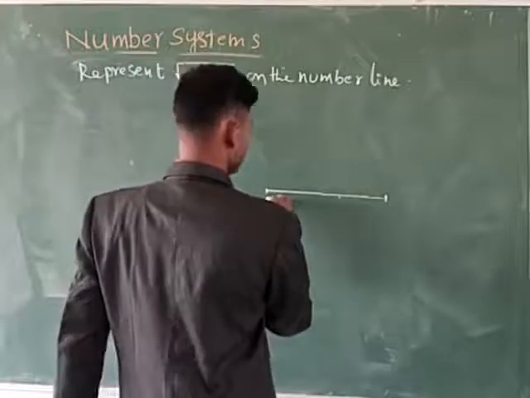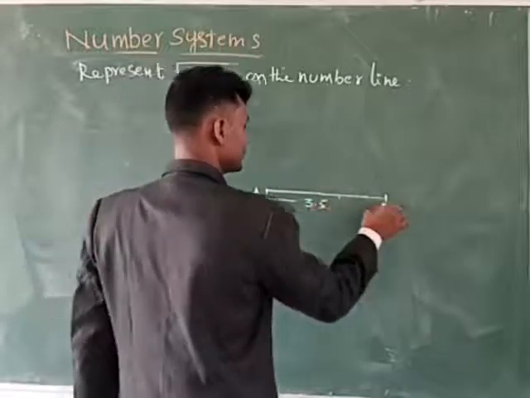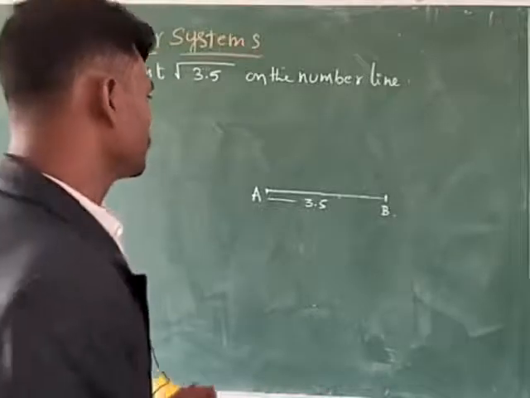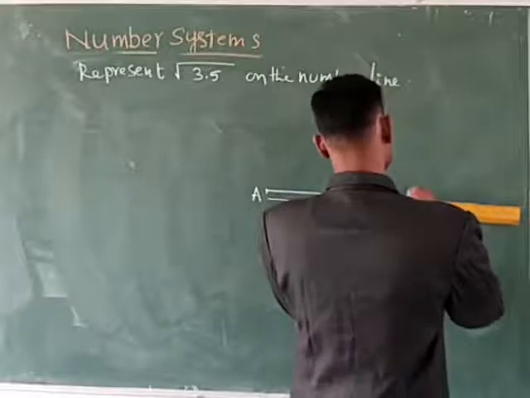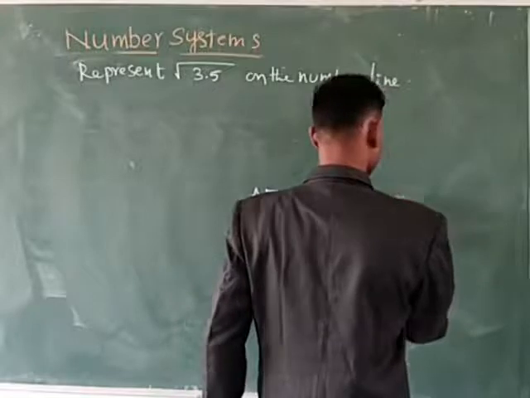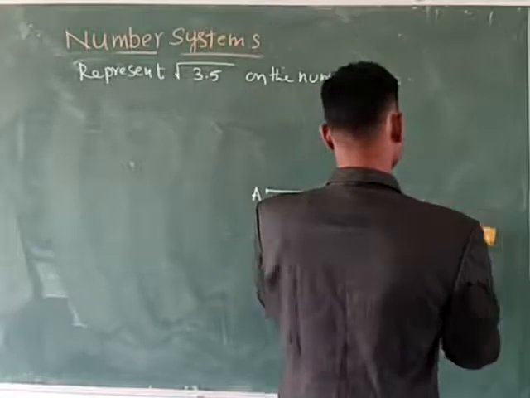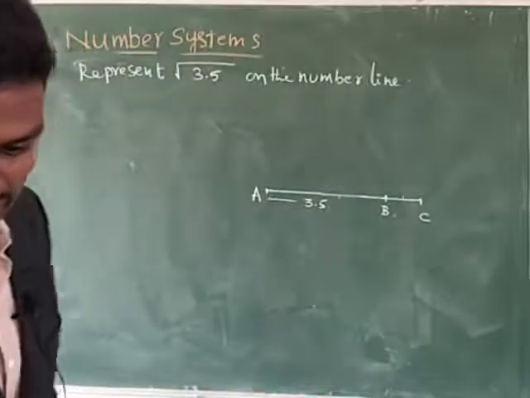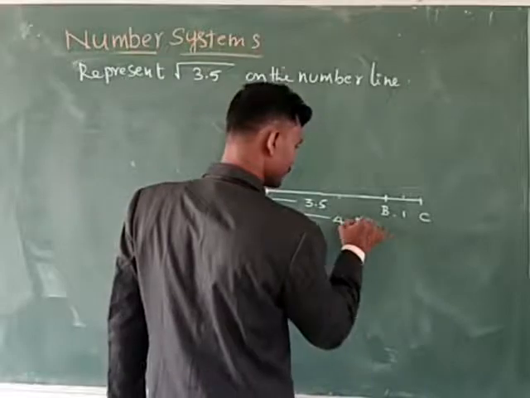This is 3.5 units. This is fixed point A. This is B. Now we will extend it 1 unit from B. One unit you have to extend, up to here. This is 1 unit, this is C. Now we have to take the AC midpoint. Total length is 4.5 centimeters.